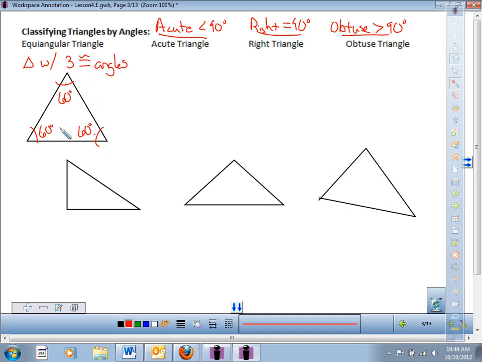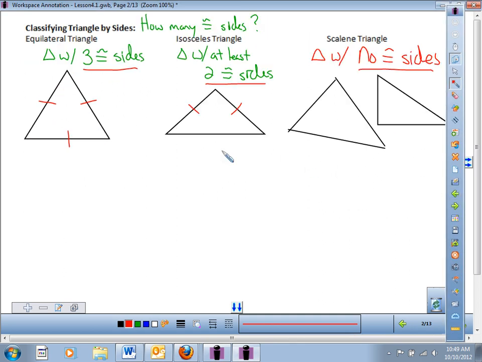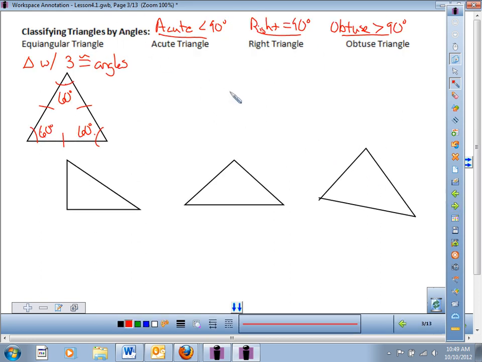Now the thing about this is if it is equiangular, it is automatically equilateral, and if it's equilateral, it's automatically equiangular. That goes for triangles and triangles alone. Okay, so equiangular triangle: equal angles, and it also ends up being equal sides.